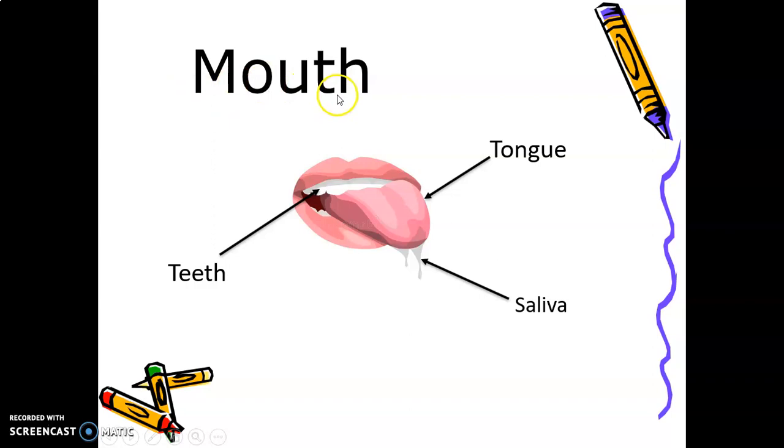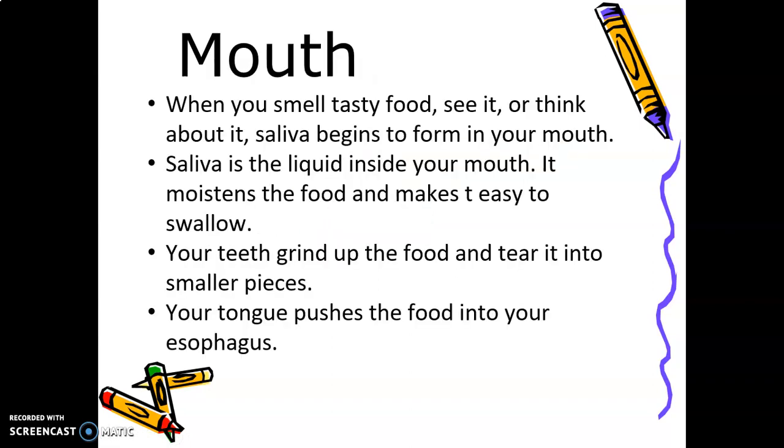Let's start with the mouth. So inside the mouth, we have the teeth, of course, and the teeth help you chew or grind the food into smaller parts. This will make the food easier to swallow. This happens with the help of the saliva, which is a liquid inside your mouth that will moisten or wet the food. And the tongue is the muscle inside your mouth that will help you push the food down so that you can swallow it and get it into your esophagus.